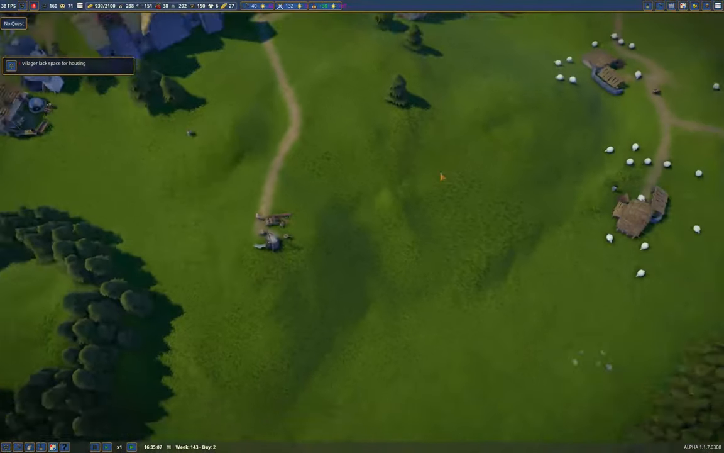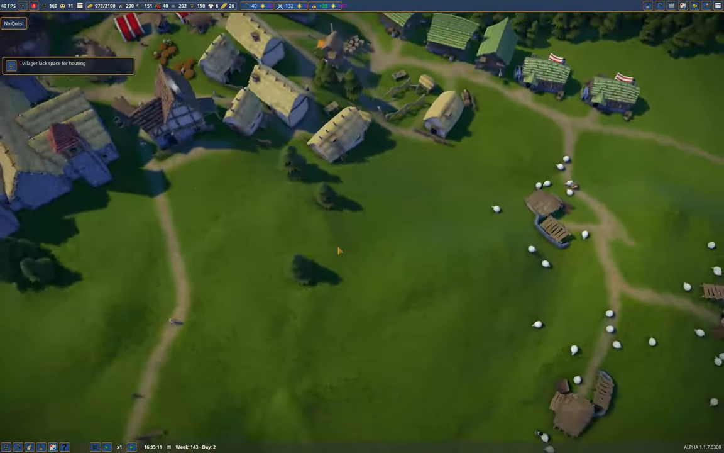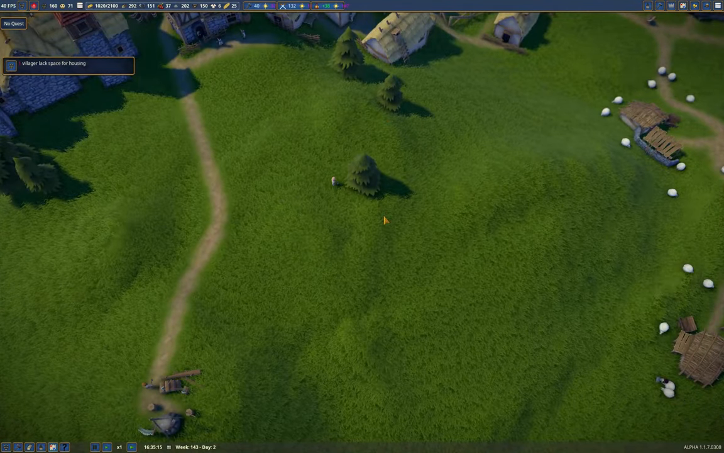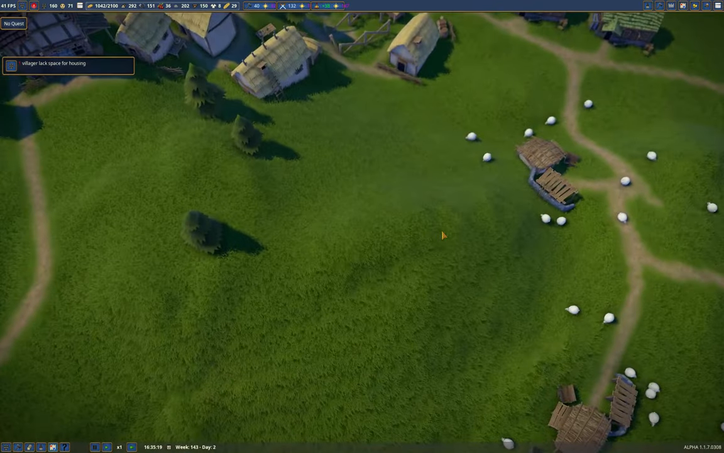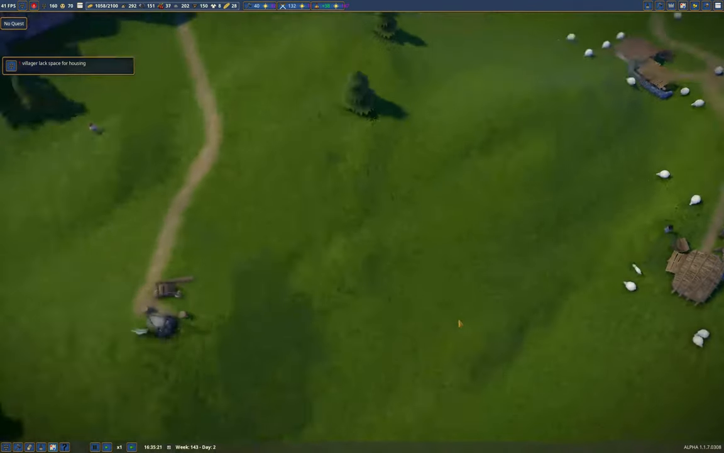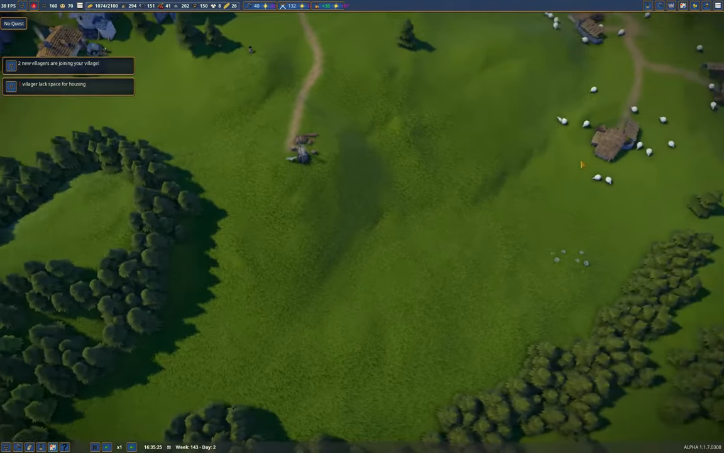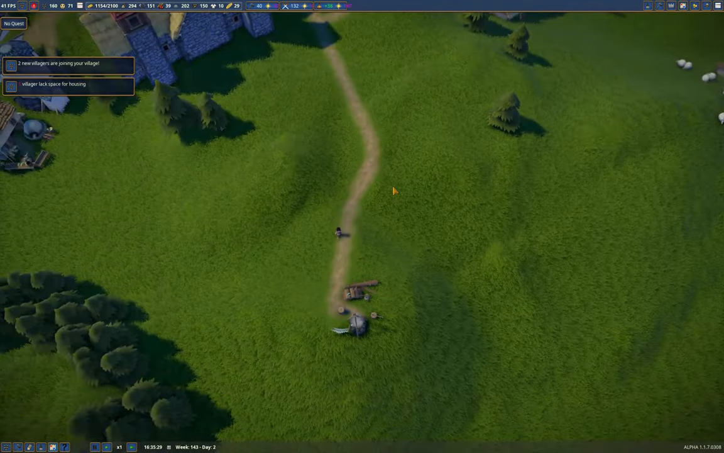Yeah, this is going to slowly max out here. I think right in here would be a good spot for a market. Maybe right in here, and then I can have housing all the way around, and then have a bunch of windmills over here, and a bunch of farms down here. I want to just start overproducing stuff.